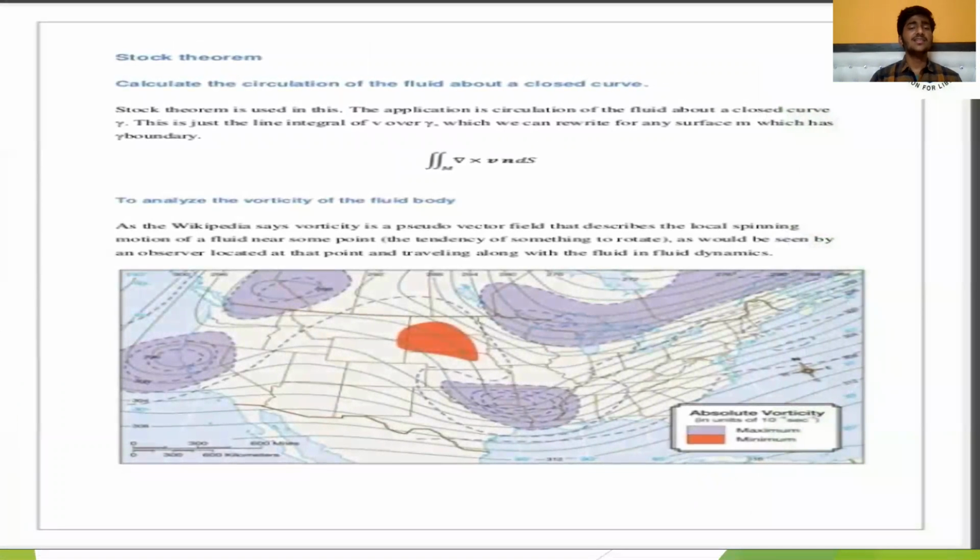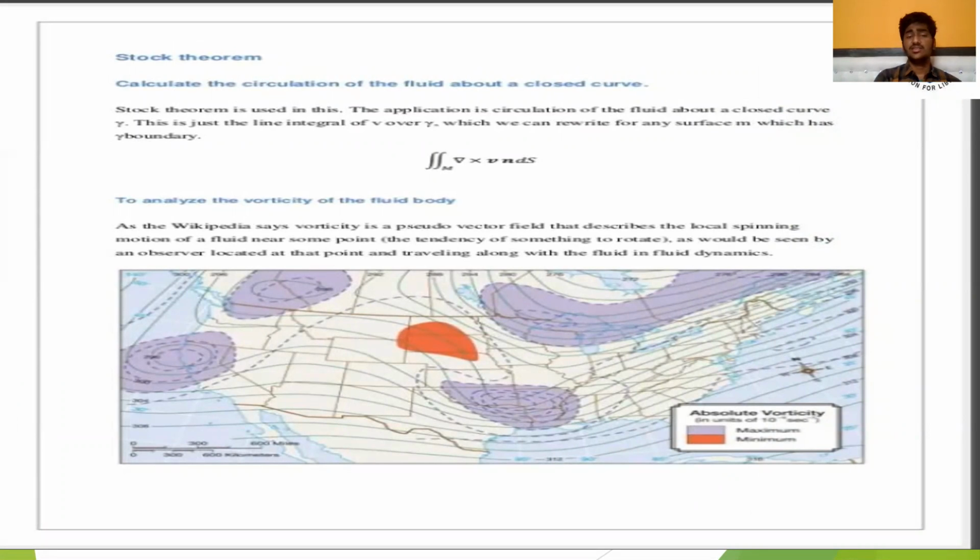Stokes theorem: calculate the circulation of a fluid about a closed curve. Stokes theorem is used in this. The application is circulation of fluid about a closed curve. This is just the line integral of v over the curve C, which we can rewrite for any surface M which has C as boundary, as the double integral over M of curl v dot n dS, to analyze the vorticity of the fluid body.